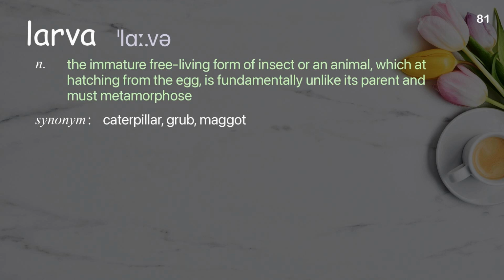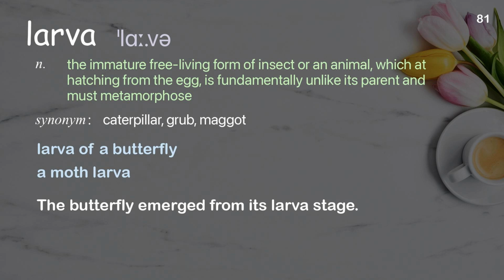Larva. The immature free-living form of an insect or an animal, which at hatching from the egg is fundamentally unlike its parent and must metamorphose. Examples: larva of a butterfly, a moth larva. The butterfly emerged from its larva stage.